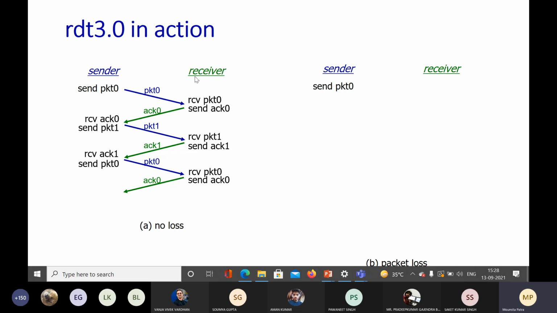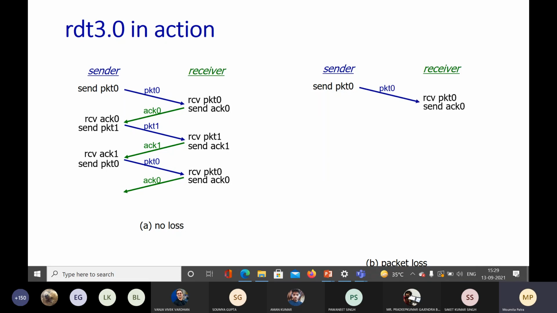So it sends the packet with the next sequence number 1. Then the packet is received at the receiver side. Then it sends the corresponding acknowledgement, the acknowledgement of packet number 1, which was the last packet that was received correctly at the receiver side, right? So again, this will go on. There is no loss in this scenario.